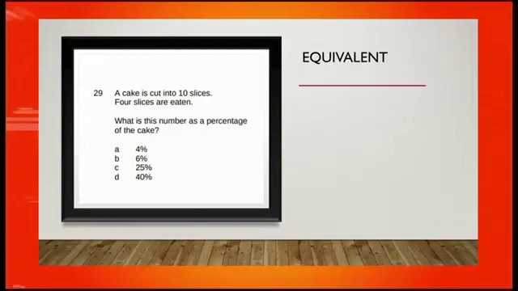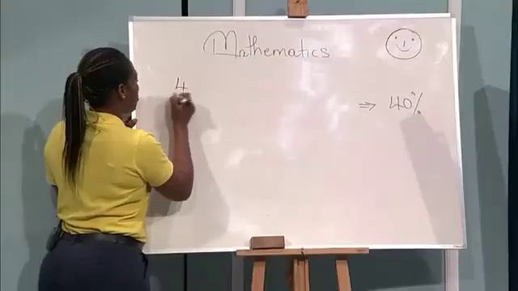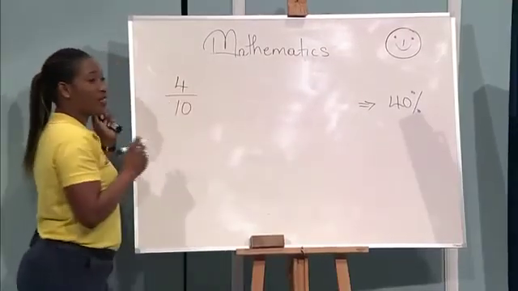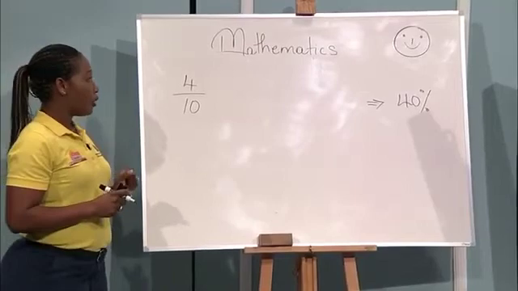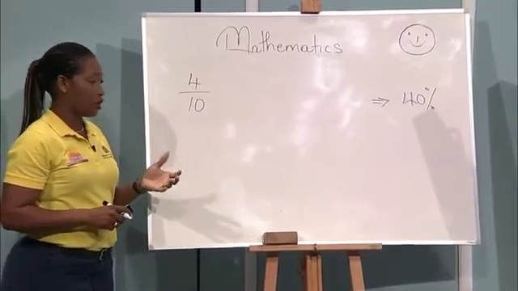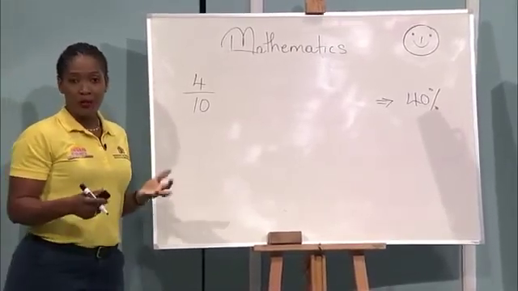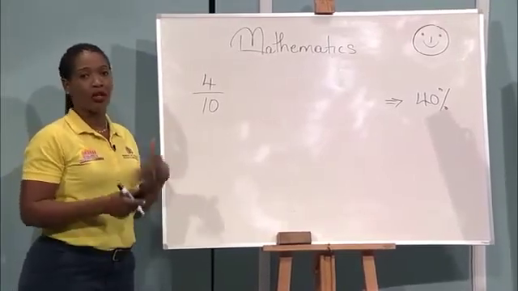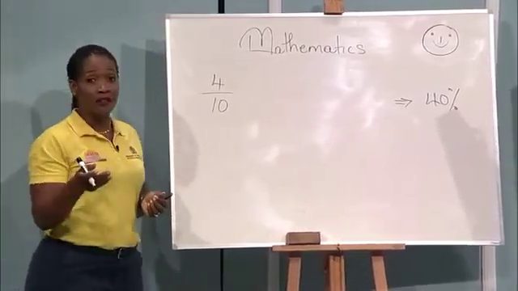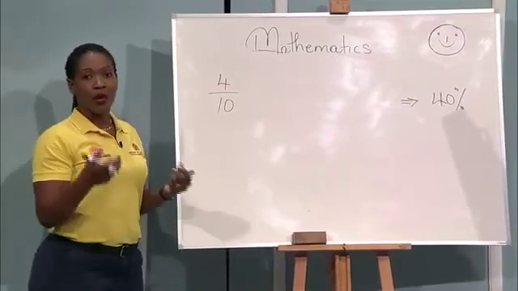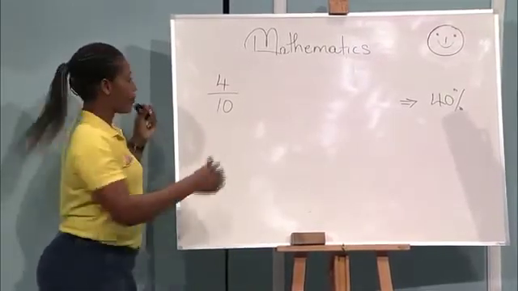So the first thing they tell us is that the cake is cut into 10 slices. So the whole is 10. The whole is divided into 10 parts, and 4 of those parts are eaten. So the fraction that represents the eaten portion is 4/10. Now we want to see the percentage here. Now percentage, remember, is a special fraction out of 100. So I can find an equivalent fraction to 4/10, where the denominator is 100 parts.